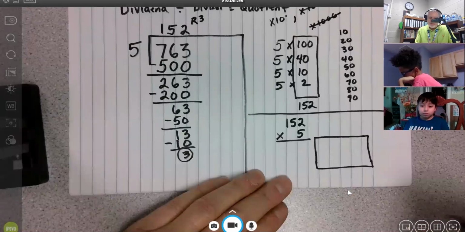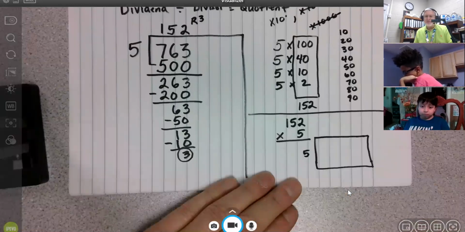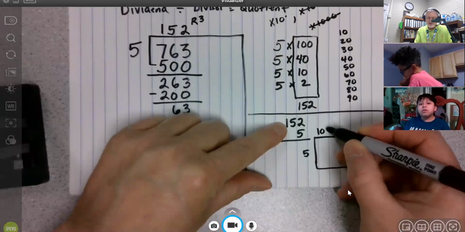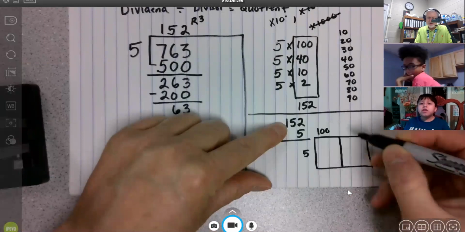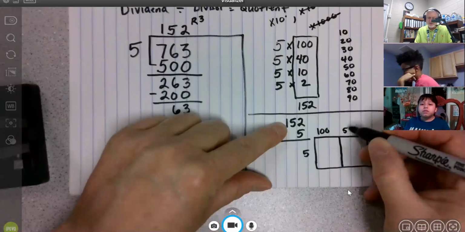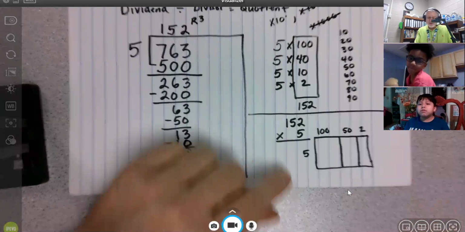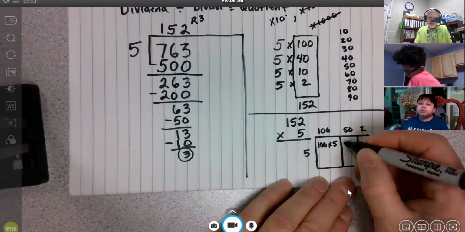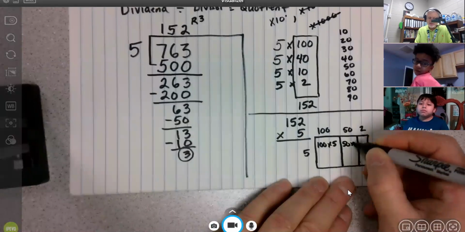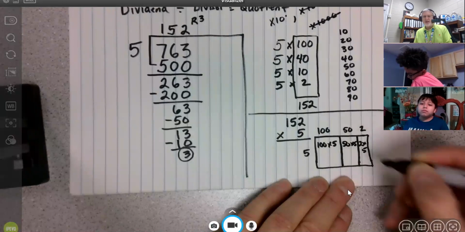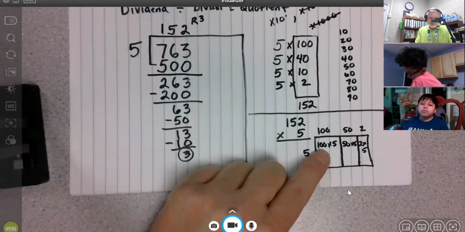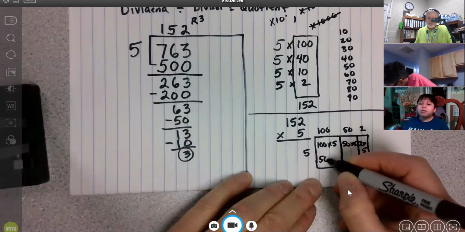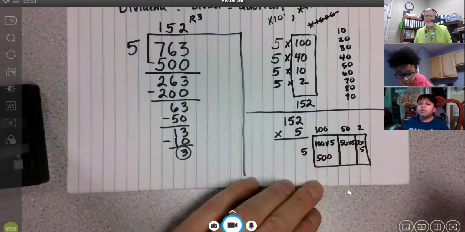So 5 would be over here. What's the value of the 1? 100. What's the value of the 5? 50. And then the value of the 2. 2. Okay. So in this rectangle, we have 100 times 5. In this rectangle, we have 50 times 5. And this one would be 2 times 5. All right. So 100 times 5 equals how much? 500.